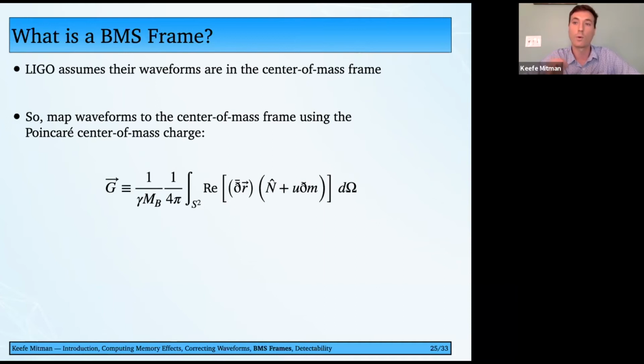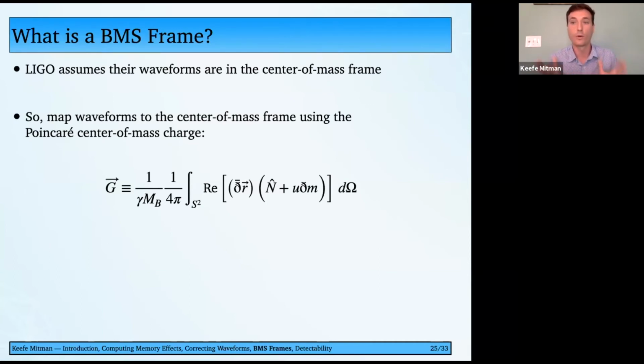The one thing I want to point out is, in order to make it the true center of mass charge, you just have to divide out by the energy of the system, this 1/gamma M_B, where M_B is the Bondi mass. But essentially what you can do is take this charge, fit it with a degree 1 polynomial, and that'll give you the boost and translation needed to map yourself to the center of mass frame. Okay, so this is great.